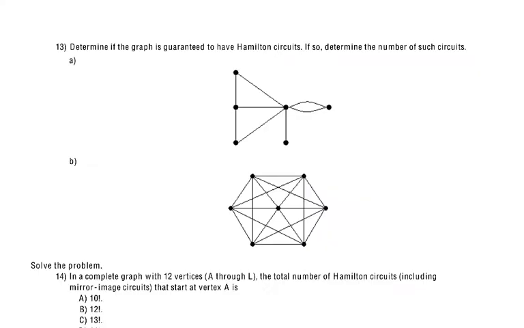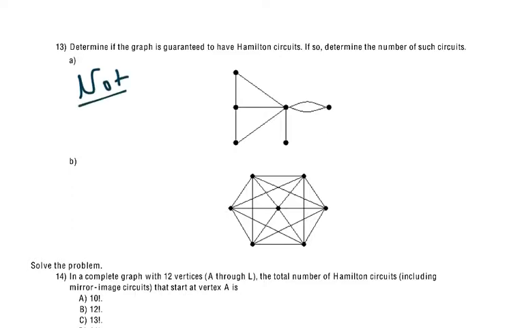This one, we're determining if the graph is guaranteed to have Hamilton circuits. If so, determine the number of such circuits. So in this case, we have an incomplete graph. Not all of the vertices are connected. So it is not guaranteed. It is not complete. So we do not have to check that one.